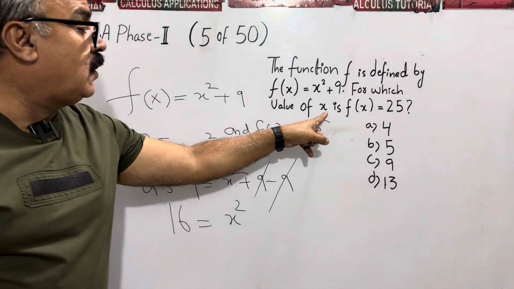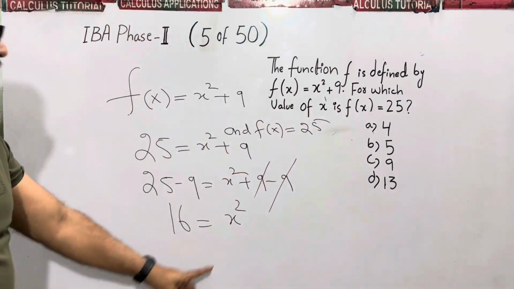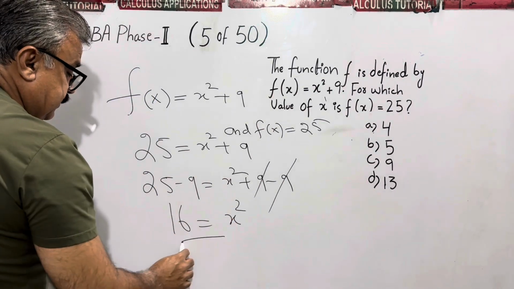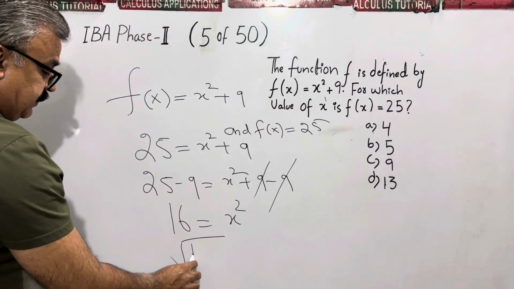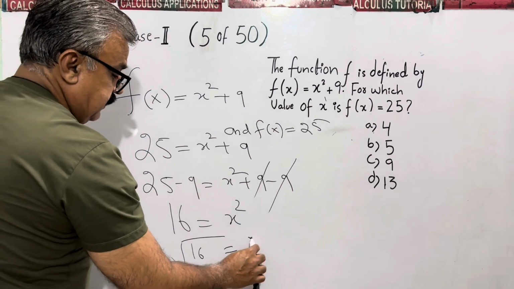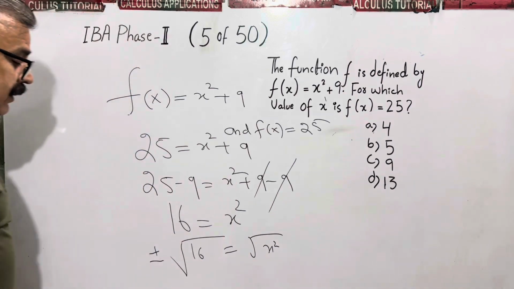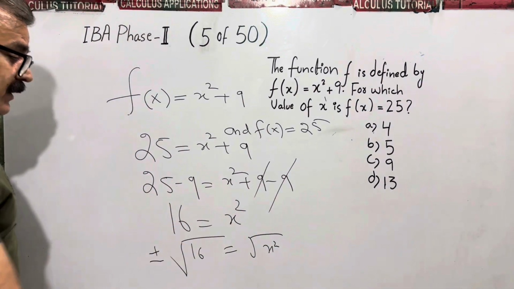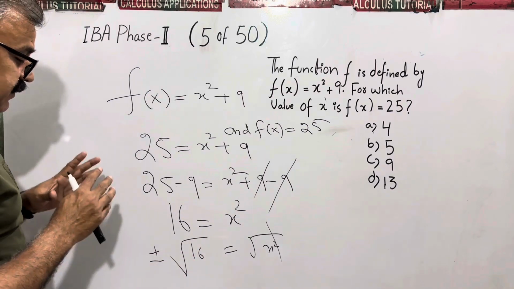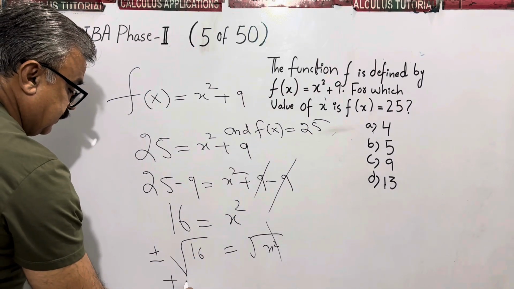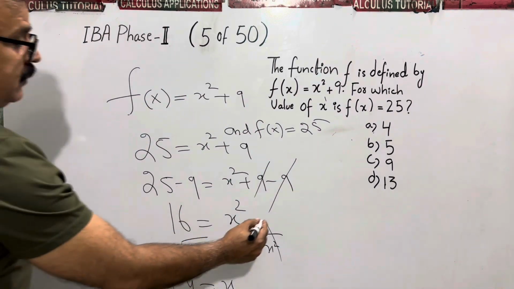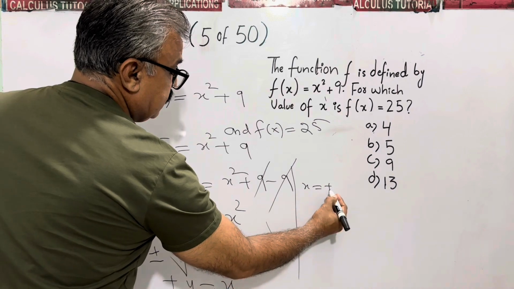We are asked to find x, only x. There is x square. To get rid of x square, introduce square root. Square root of 16, and the square root must be taken as positive and negative. Here it is x square; to get rid of the square, I have introduced the square root. 16 is a perfect square quantity having root 4. So x is equal to positive and negative 4.